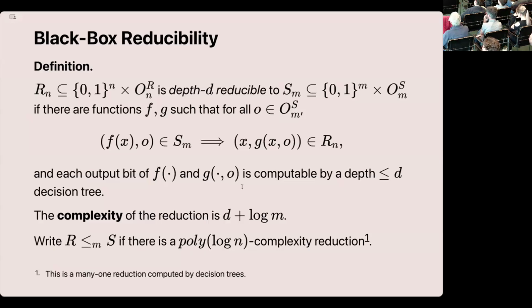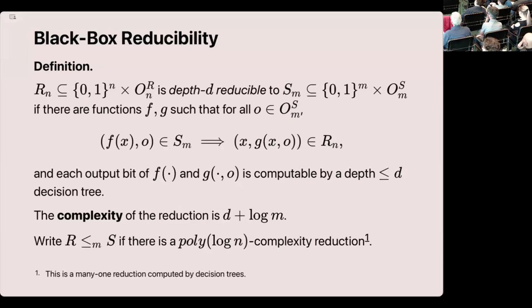And now here's a little bit of a funny thing in this definition. I'm going to define the complexity of this reduction to be this joint measure. It's going to be d, which is the depth of the decision trees, plus log m. So notice that this m here is this m right there.